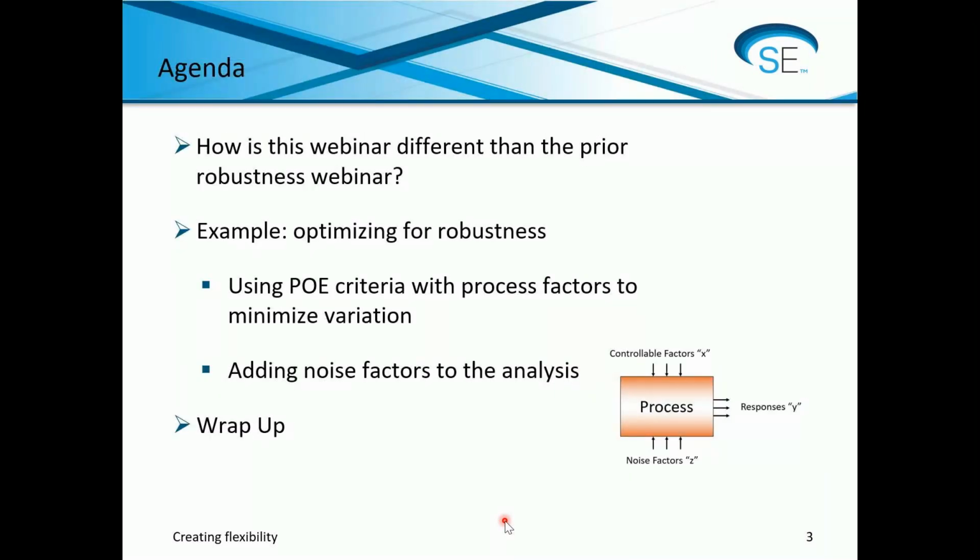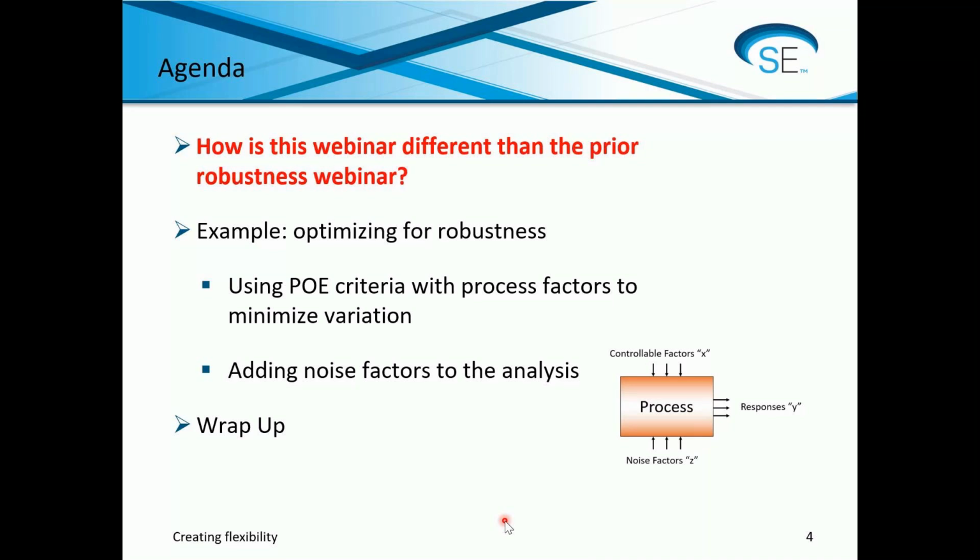So the first thing I'm going to do is explain a little bit of how this webinar is different than the prior one that I did for those that may have attended that one, just to give you an overview of the mosaic of tools that we can offer to address the topic of robustness. And then we're going to spend most of our time going through two examples to show you how this thing called propagation of error can really help us create robust processes from the very start. Okay, so that's really what we're going to be looking at.